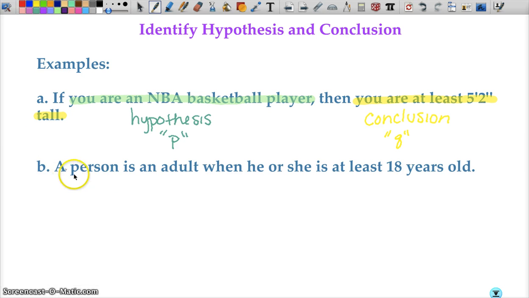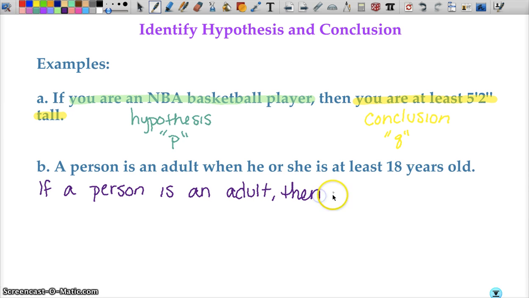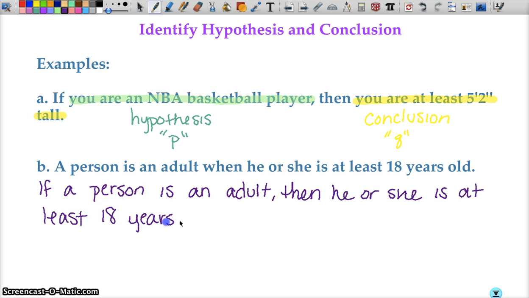So we would say, let's say a person is an adult when he or she is at least 18 years old. So if a person is an adult, then he or she is at least 18 years old. All right, so I put it in if-then form.